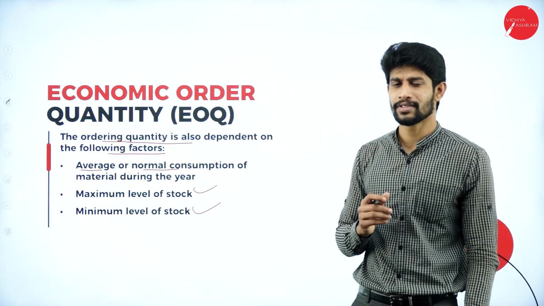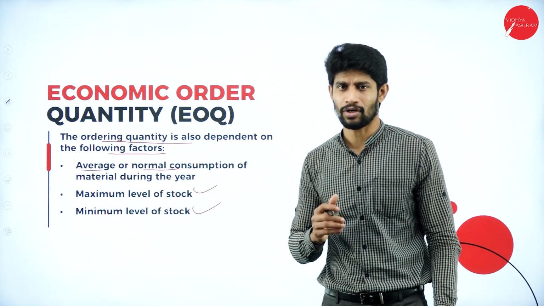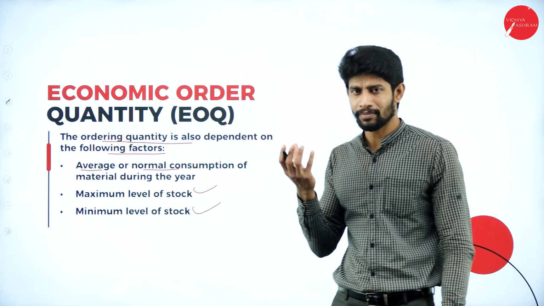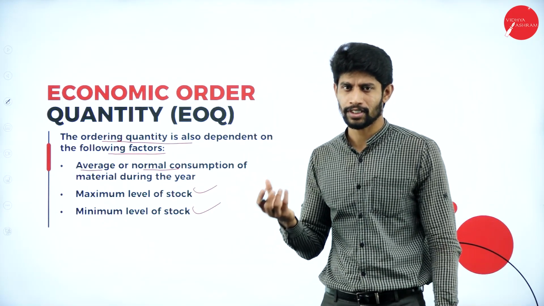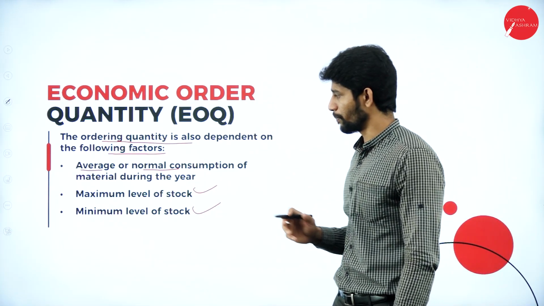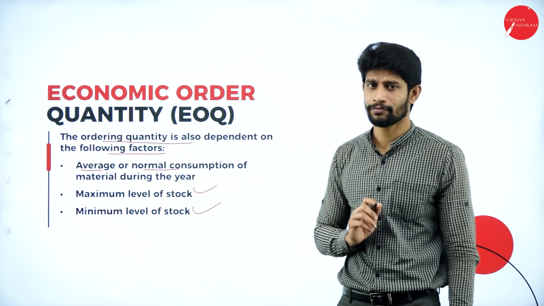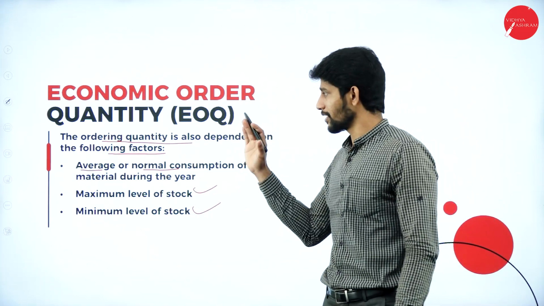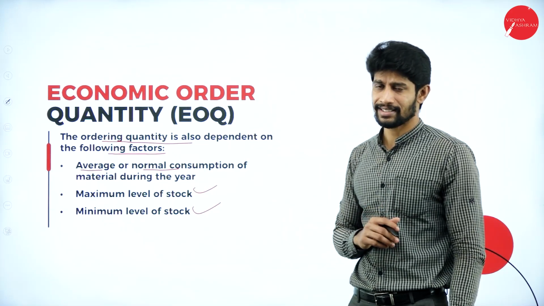Again, minimum level is all about if you have less stock, you are going to order more. If there is a shortage of stock, if you have only a minimal amount of material to produce the product, we are going to order more material. So based upon the average and normal consumption of material, and the maximum level and minimum level of stock, this economic order quantity will be decided.